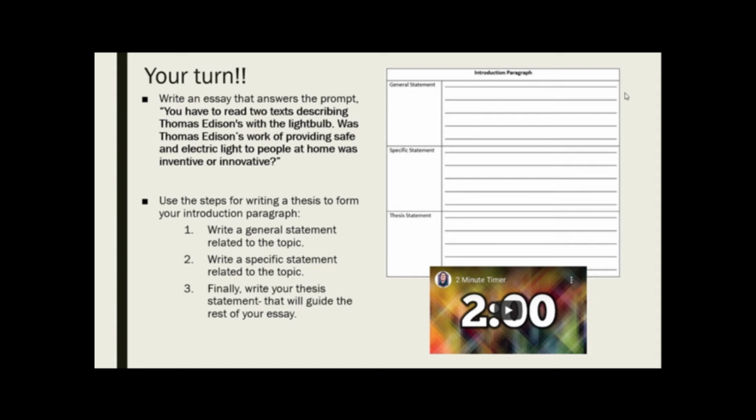So you should be planning your introduction paragraph at this time. I'm going to start the timer. You have 2 minutes to plan. It is okay if you need more time later, or if you want to pause the video now.